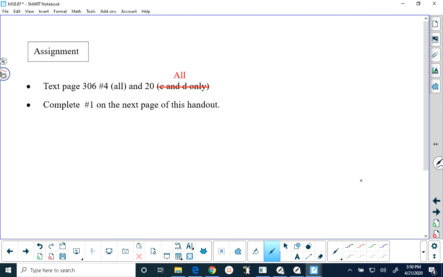So your assignment is on page 306, do number 4 all, and do number 20 all as well. I know in your handout I said just do C and D, but do them all. As well, complete question 1 on the page after this lesson in your handout.